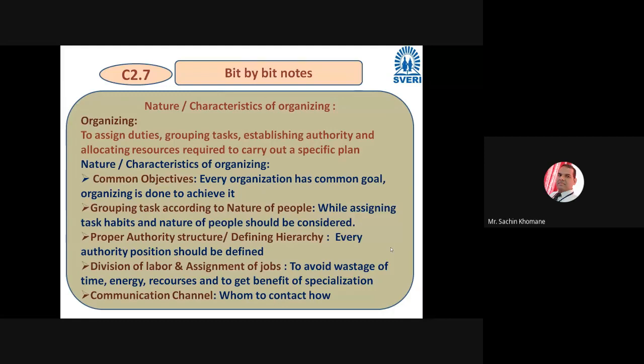Let me clear once again, in the title of the chapter also I have cleared, organizing is nothing but assigning the duties. Assigning the duties means giving the duties, grouping the task. Grouping the task means dividing the task among the people. Establishing authority means appointing the leader for that. And allocating resources required to carry out the specific plan. Allocating resources means giving certain resources like maybe man, money, machineries, tools, whatever required to achieve the specific plan. So this activity is the organizing. I hope again you got the clear idea.